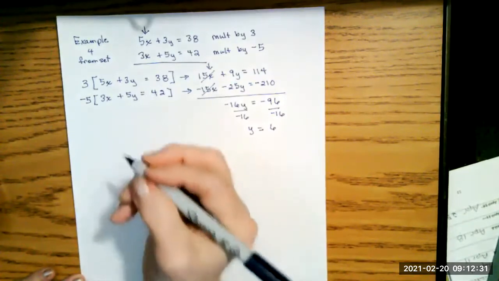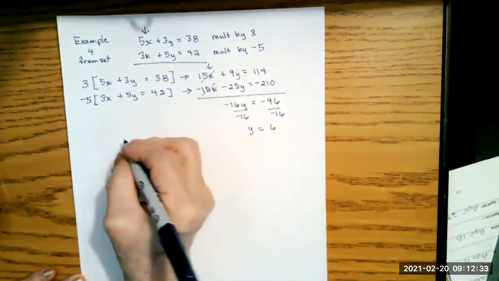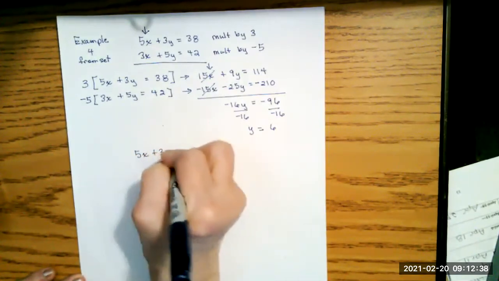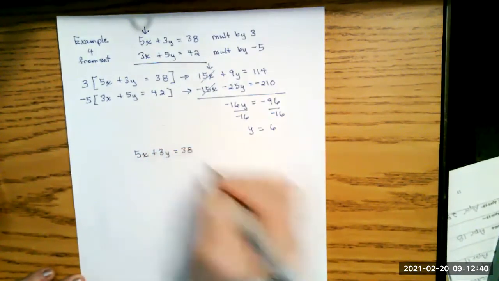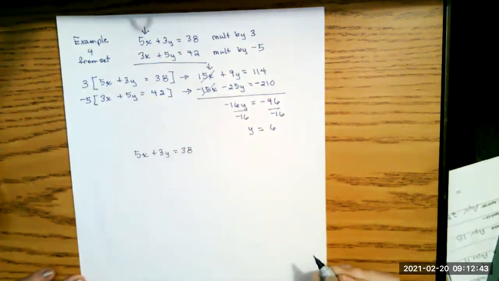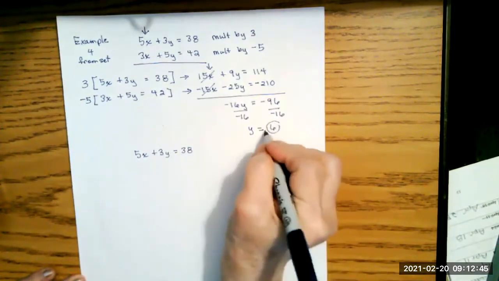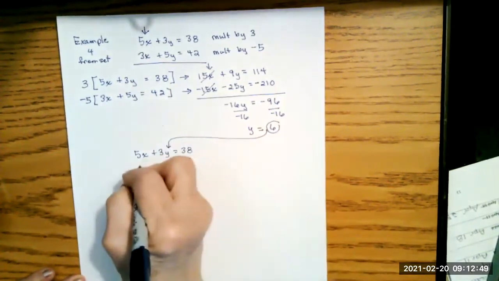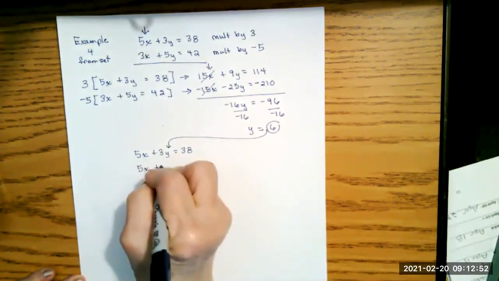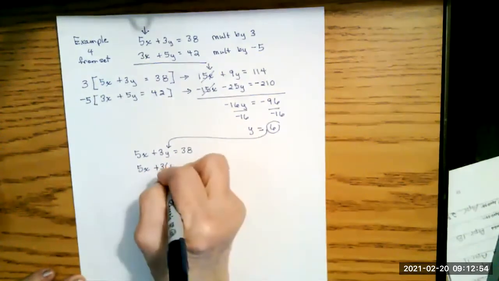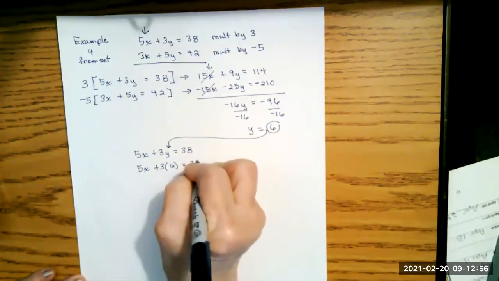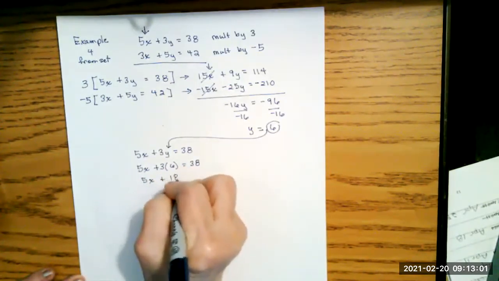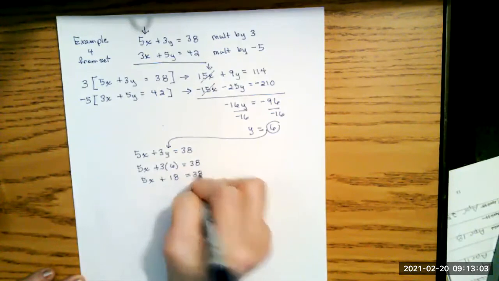Now, I put the 6 back in, and I'm going to choose my first equation again. My 5x plus 3y equals 38. That's my very first equation that I had up there. And I'm going to take my 6, and I'm going to put it in the y place. So now my equation is 5x plus 3 times 6 equals 38, or 5x plus 18 equals 38.